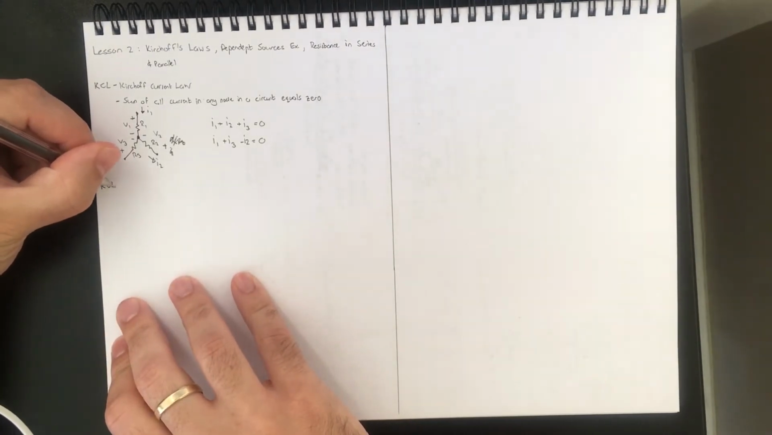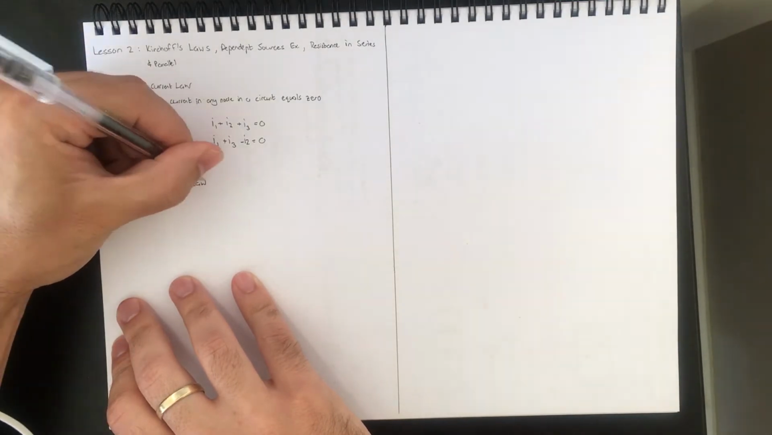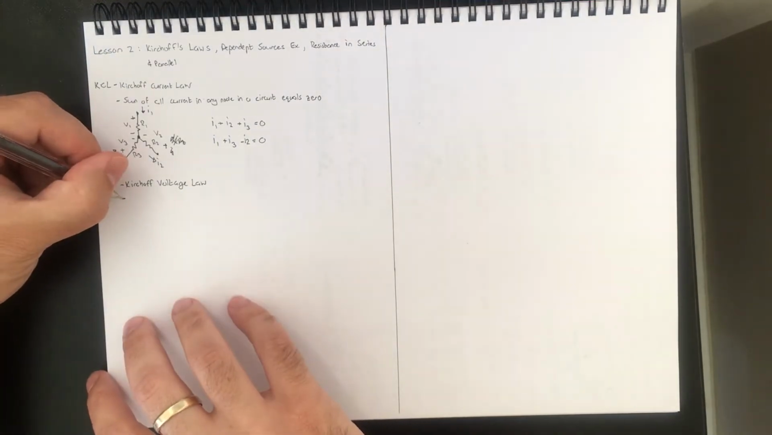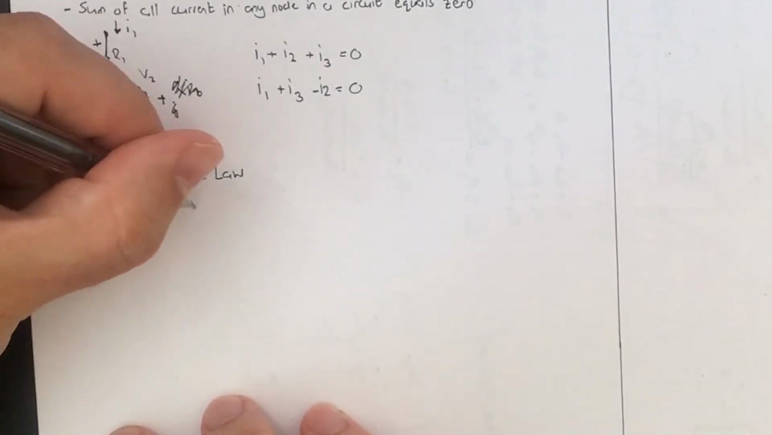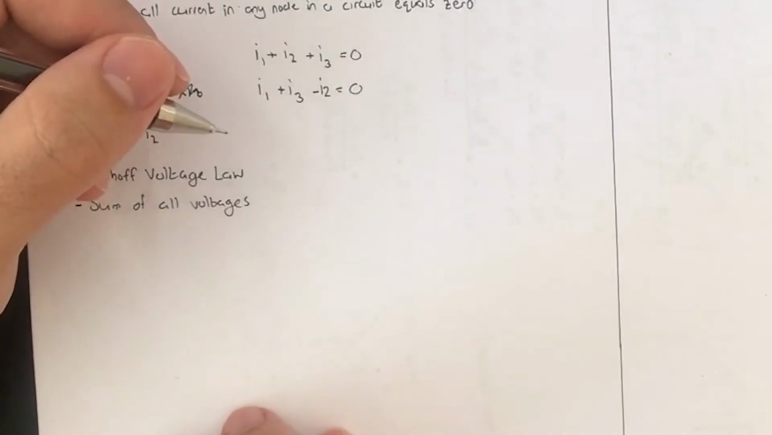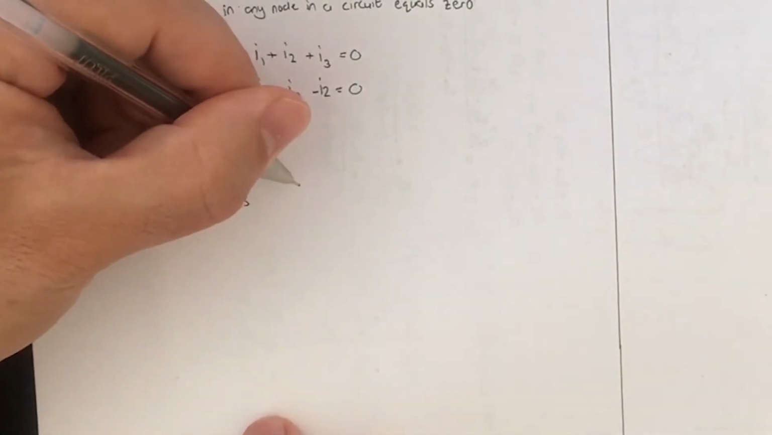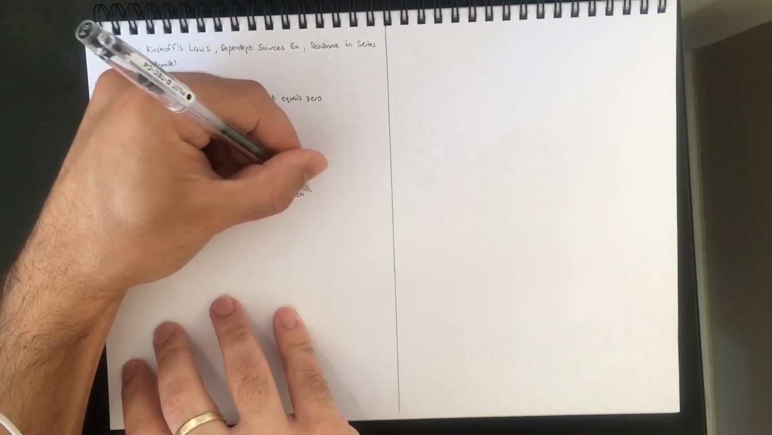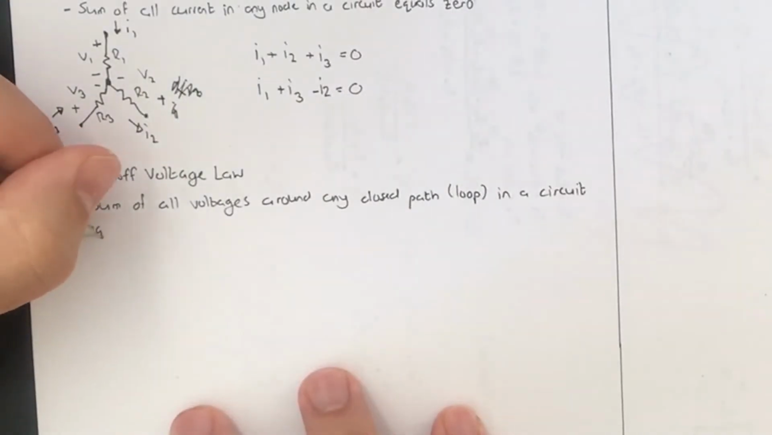KVL now is Kirchhoff's Voltage Law. It is quite analogous to Kirchhoff's Current Law, except now we say that the sum of all voltages in a loop or a closed loop or a closed path in a circuit equals 0. So the sum of all voltages around any closed path, which is a loop in a circuit, equals 0.